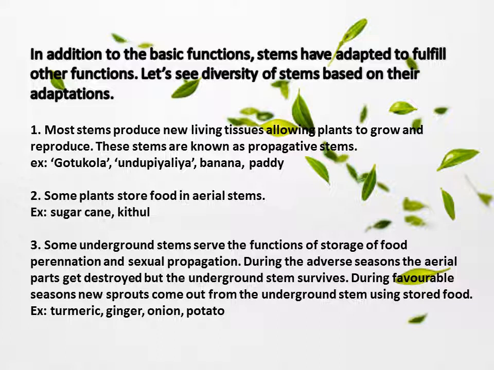Some underground stems serve the functions of storage of food, perennation and asexual propagation. During the adverse seasons, the aerial parts get destroyed, but the underground stems survive. During the favorable season, new shoots come out from the underground stems using stored food. Example, turmeric, ginger, onion and potato.